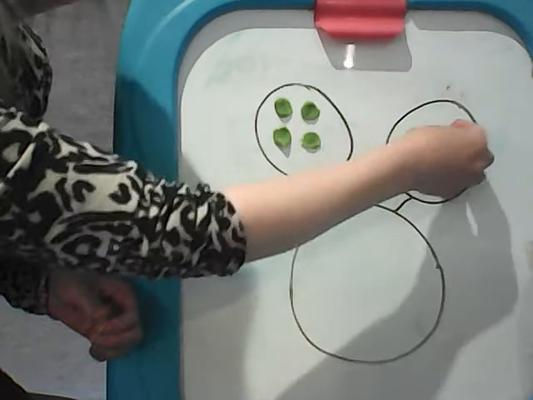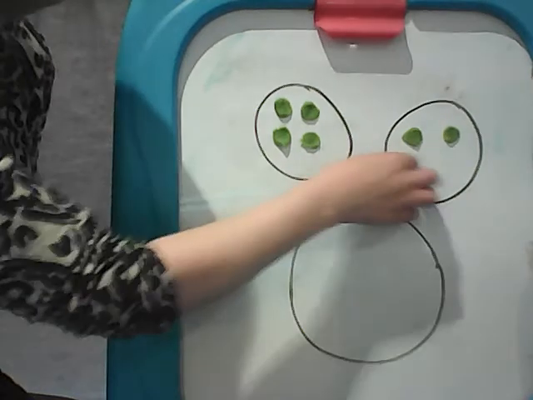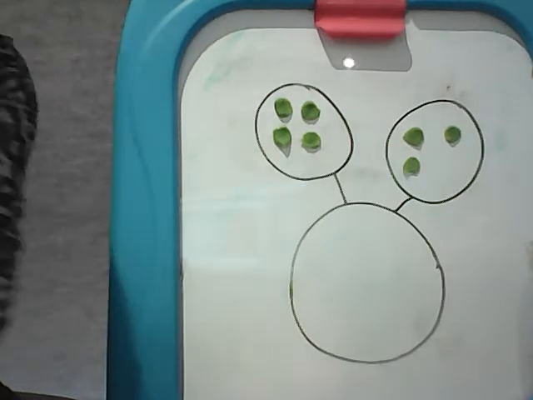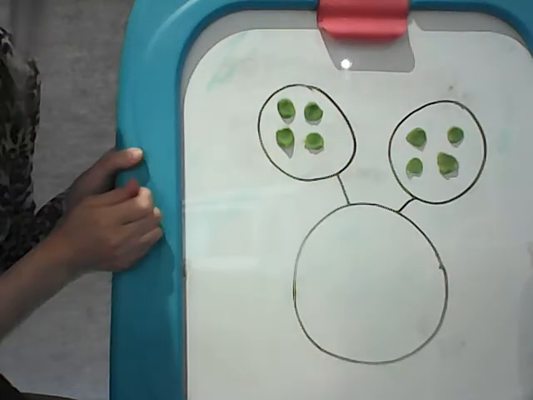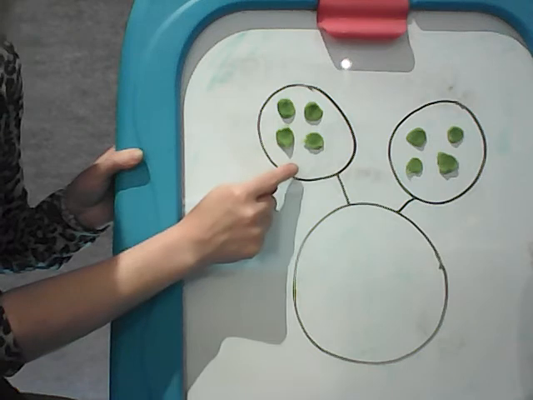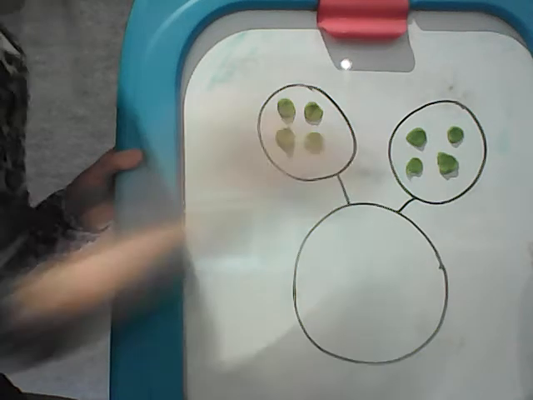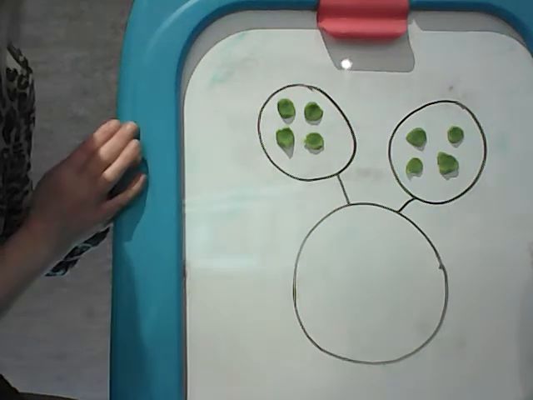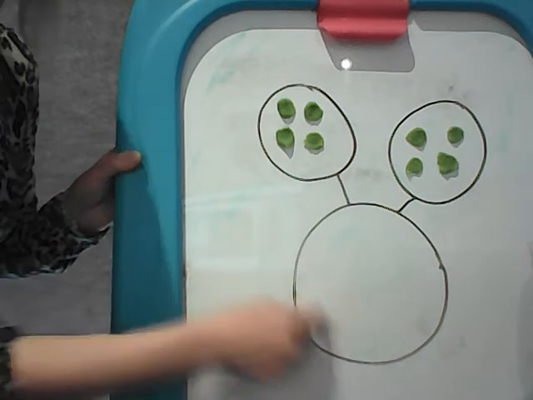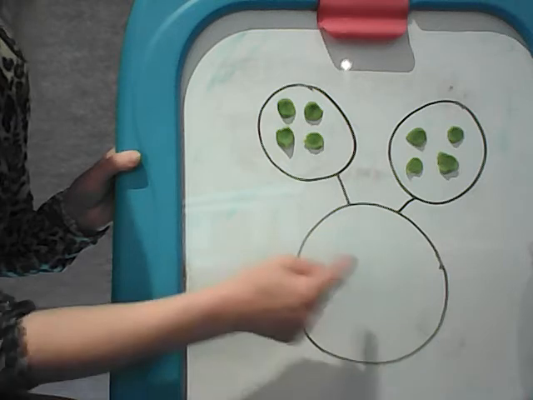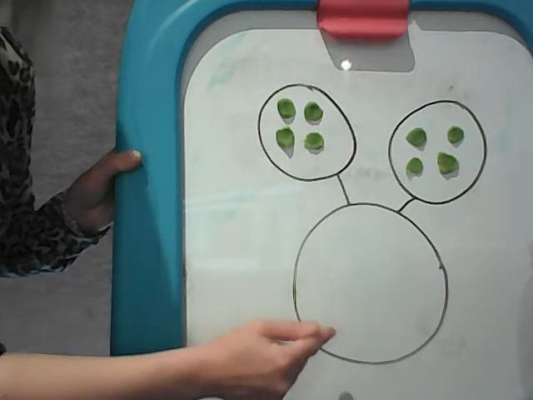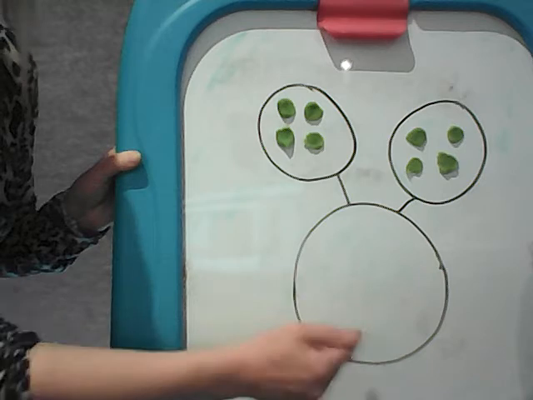1, 2, 3, 4. So I can see I've got 4 here, and I've just put in another 4 there. And then to find, this is my whole, so we've got a part, and here's our whole. And remember, the word whole means how many altogether, or the total.